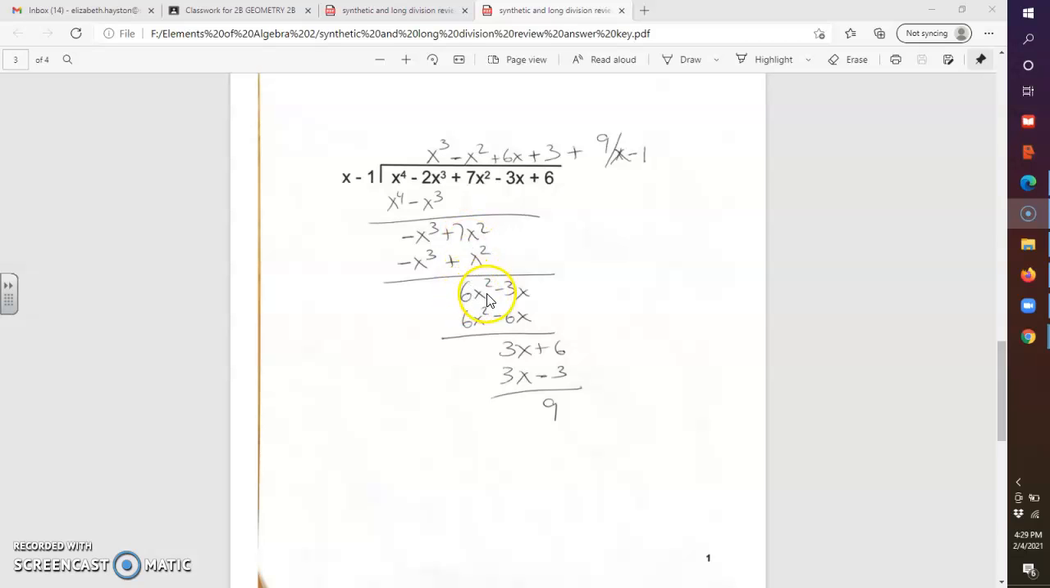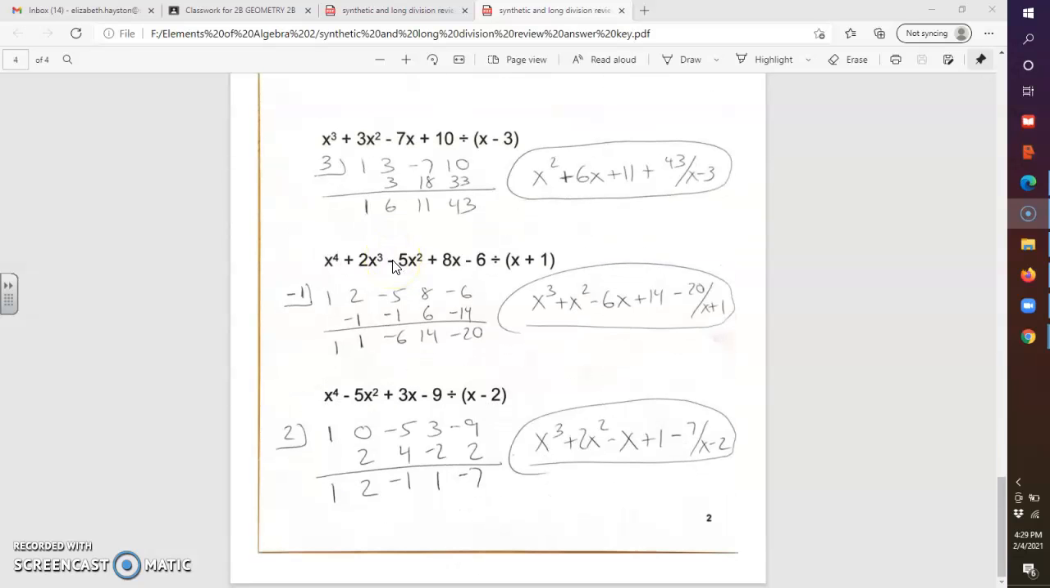We subtract and we get 6x squared minus 3x. So what times x will give you 6x squared? 6x. 6x times x is 6x squared. 6x times negative 1 is negative 6x. Negative 3x minus a negative 6x is 3x. What times x will give you 3x? It's 3. 3 times x is 3x. 3 times negative 1 is negative 3. 6 minus a negative 3 is 9. The 3x's here cancel, and that's my remainder. So plus 9 over x minus 1.